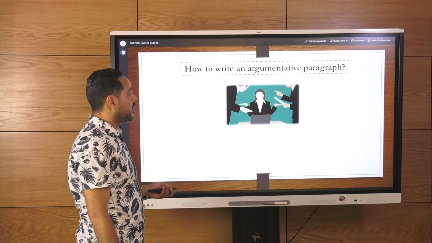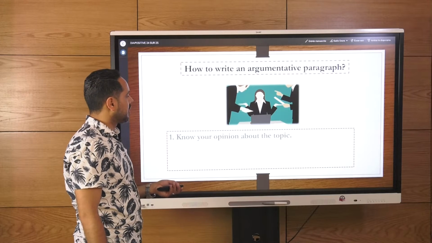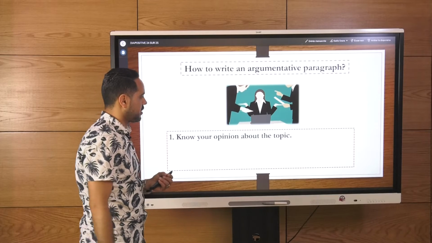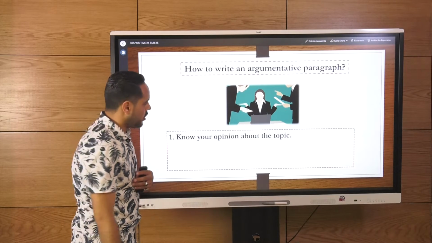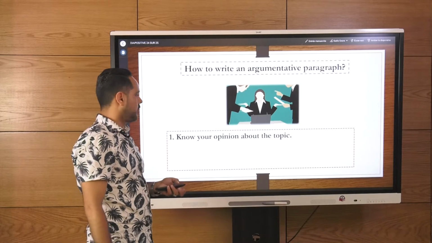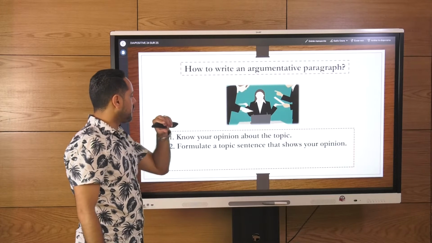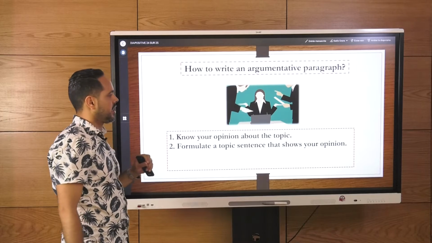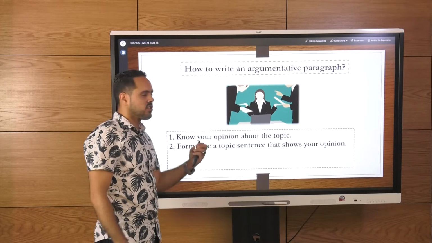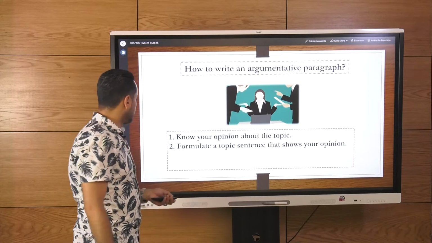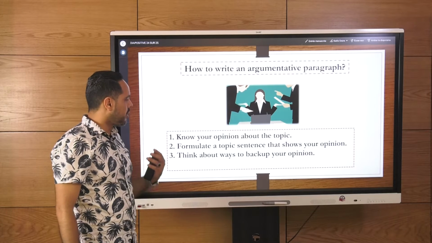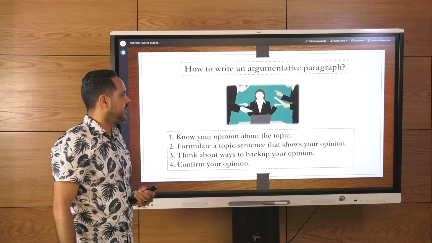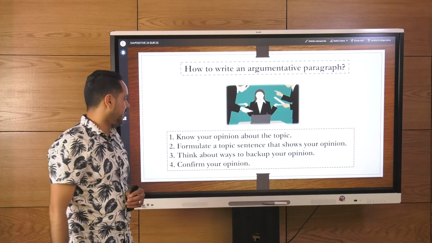And how can we do argumentation? In an argumentation, we should know what is our opinion concerning the topic. It's like, are we for or against? Do we support a certain idea or not? Two, we should formulate a topic sentence. A topic sentence means the starting point of our writing in argumentation. A topic sentence shows our opinion. Three, we should think about ways to back up our opinion. Four, in the conclusion, we should confirm our opinion.